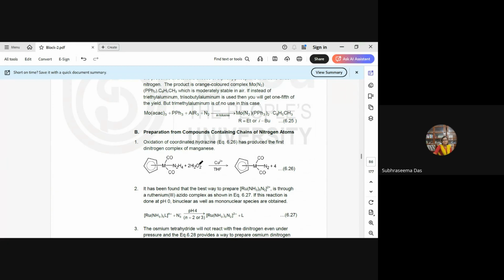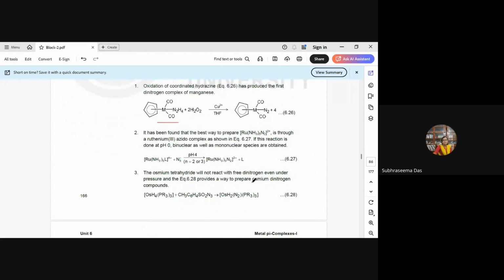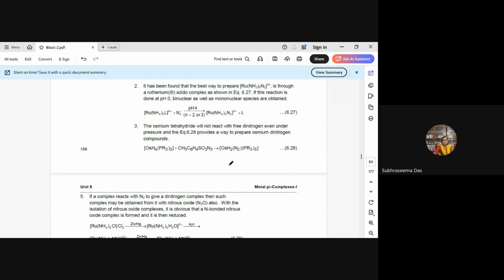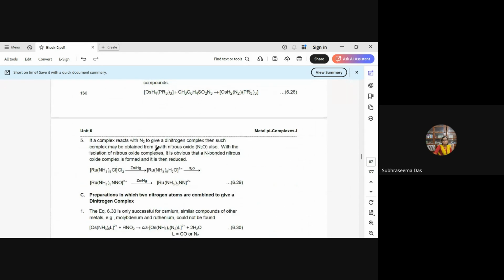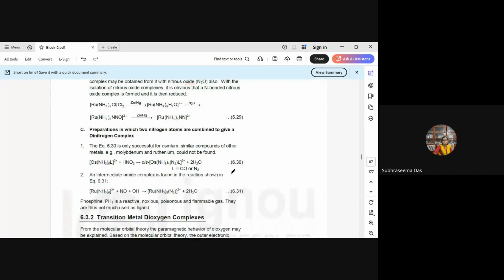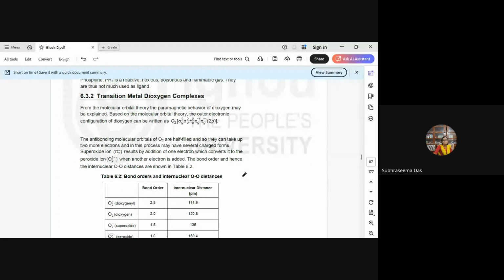The oxidation of coordinated hydrazine has produced the first dinitrogen complex of manganese. Here we see the dinitrogen complex of manganese. Also, this is one method of preparation of ruthenium dinitrogen complexes. If a complex reacts with N2 to give a nitride dinitrogen complex, it can also be obtained from N2O. So these are the various methods. Also, complexes can be prepared from two nitrogen atoms which are combined together to form such complexes. So these are some of the methods of preparation of the dinitrogen complexes.